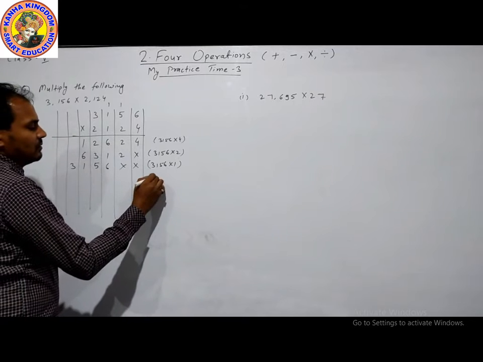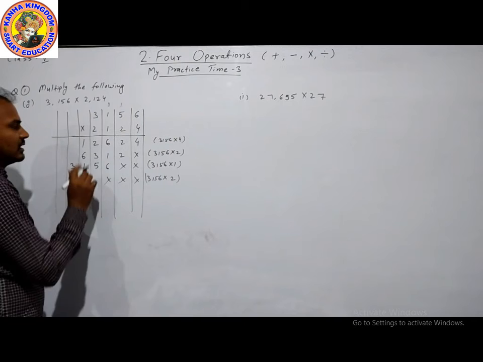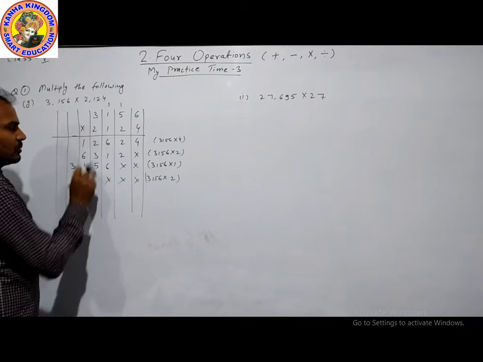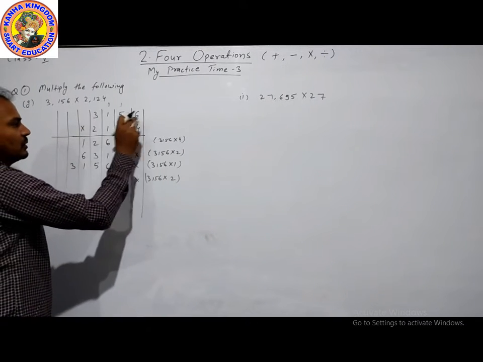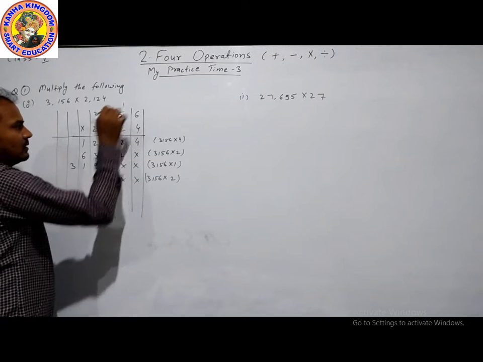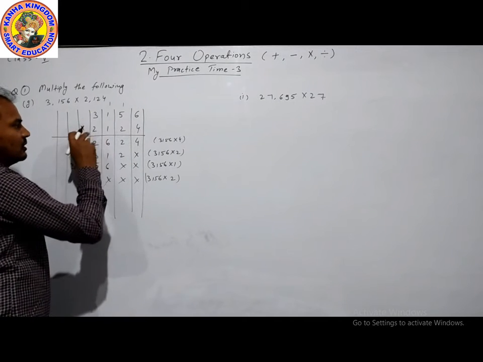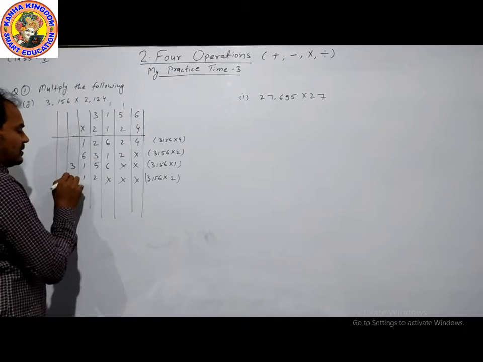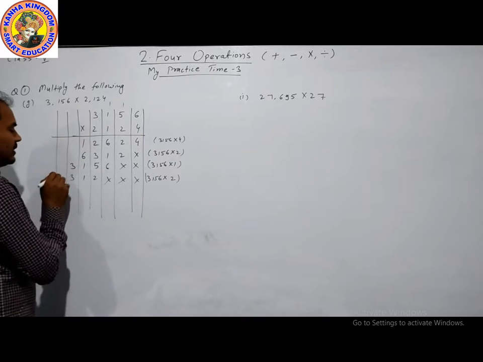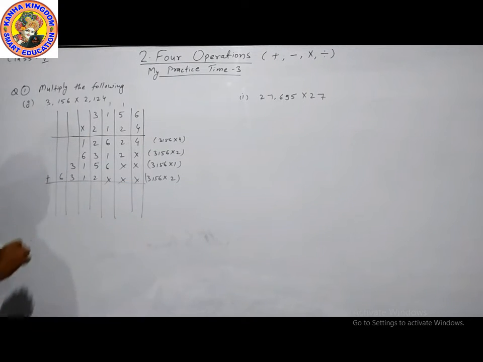Now the number will be multiplied by 2. So leave the 3 columns. The position of 2 is here. Now 2 into 6, 12. 2 into 5, 10 plus 1, 11. 2 into 1, 2 plus 1, 3. 2 into 3, 6. Now we will add these numbers.